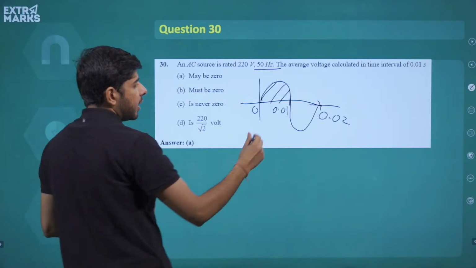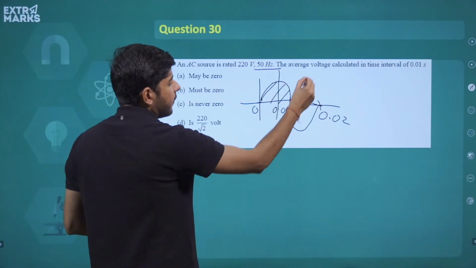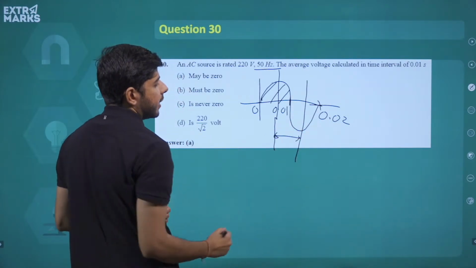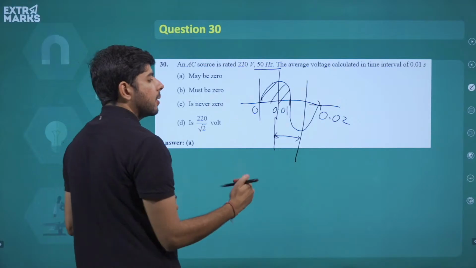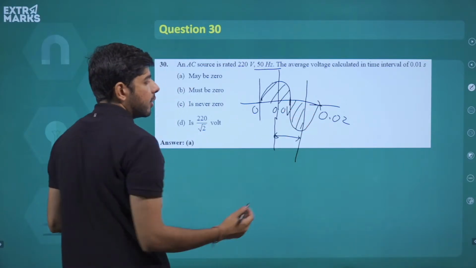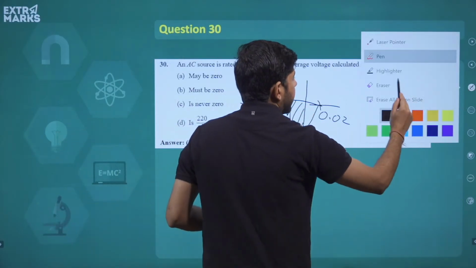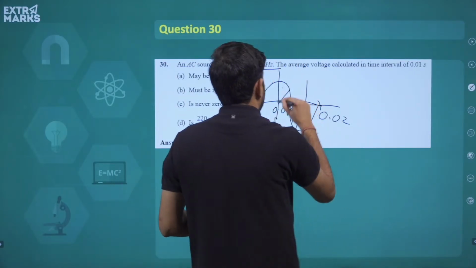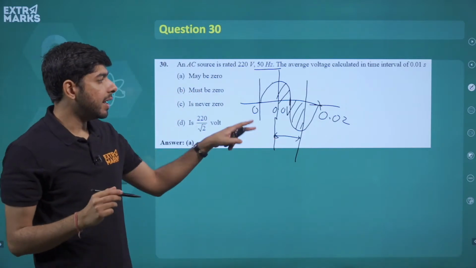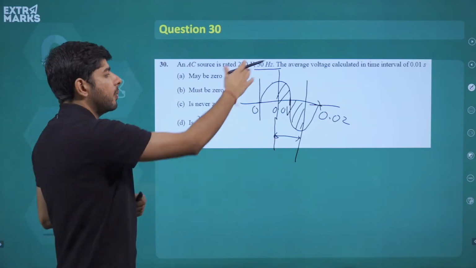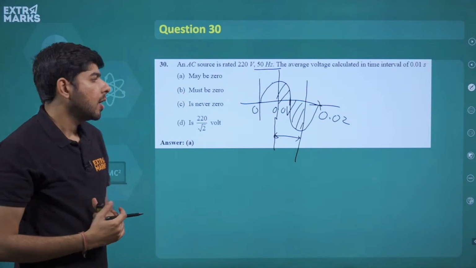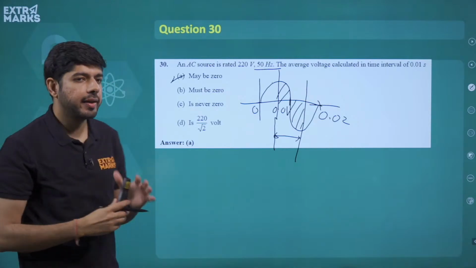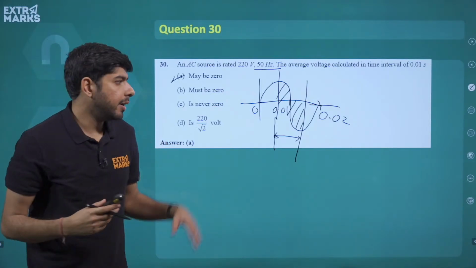But let's say I take one point here, one point here. In between these two, the time difference is also 0.01, and here the average value will become 0. Basically, if I take this interval, then in that case average will become 0 because up and down they are the same. So the answer would be, it depends on what time interval you are taking, but it can be 0.